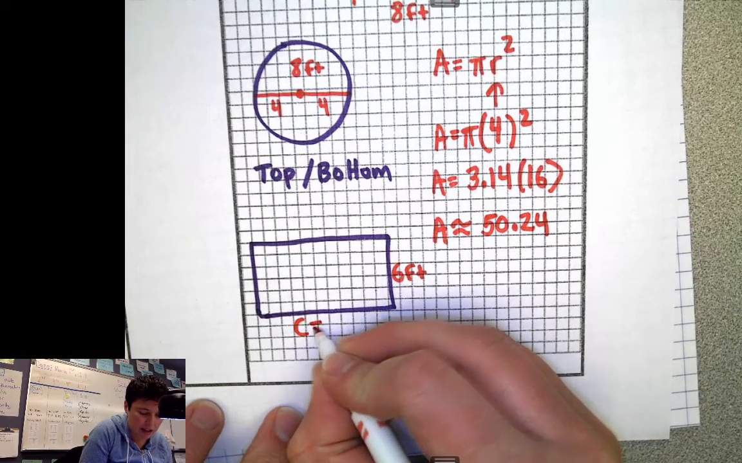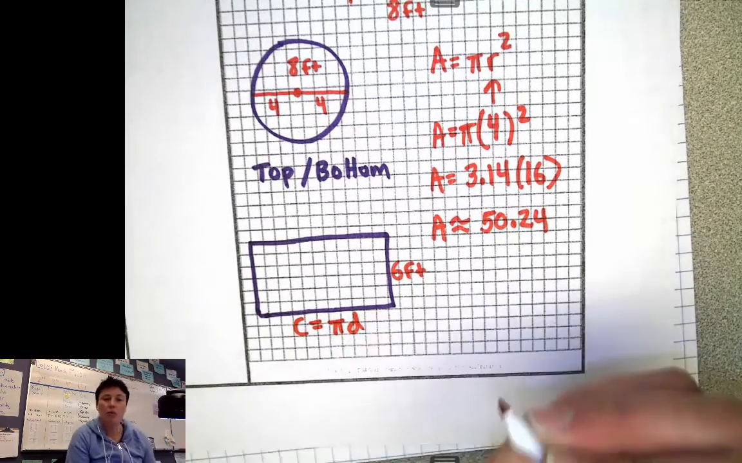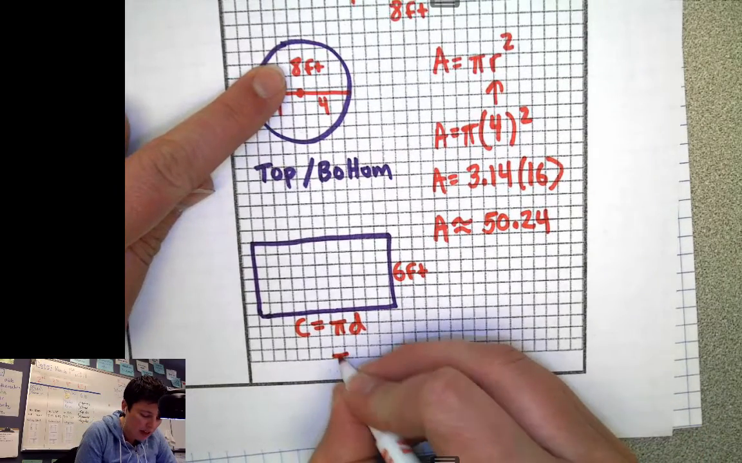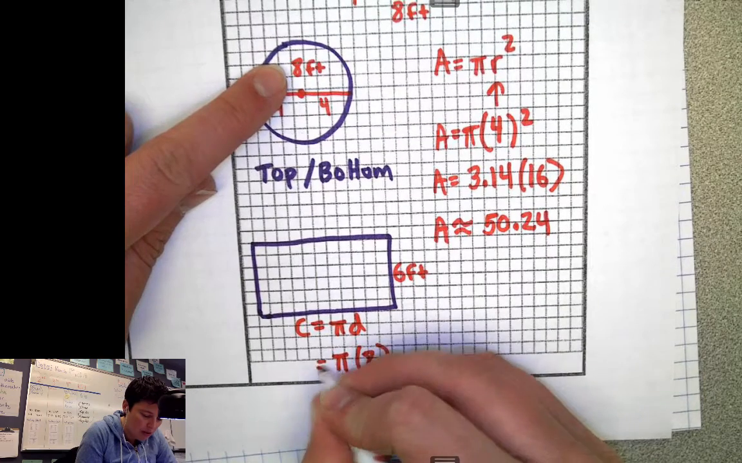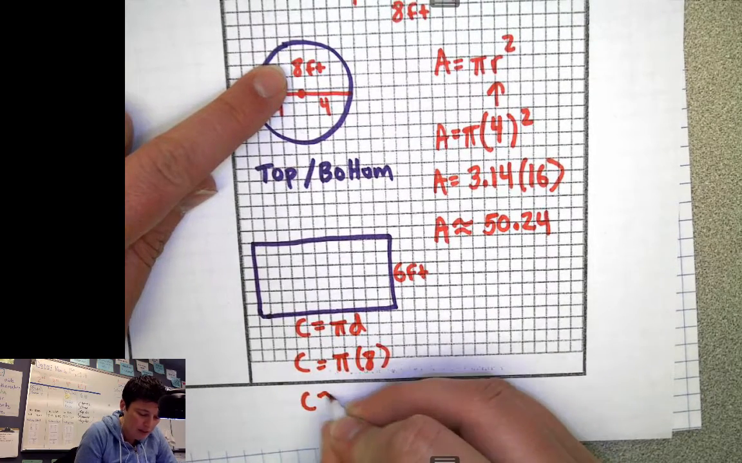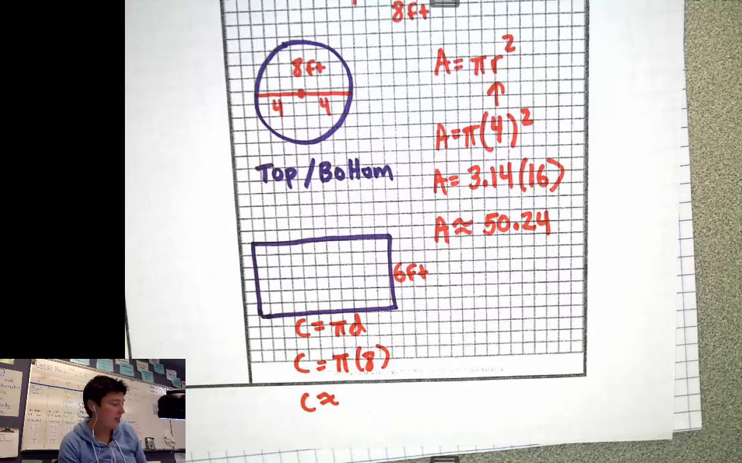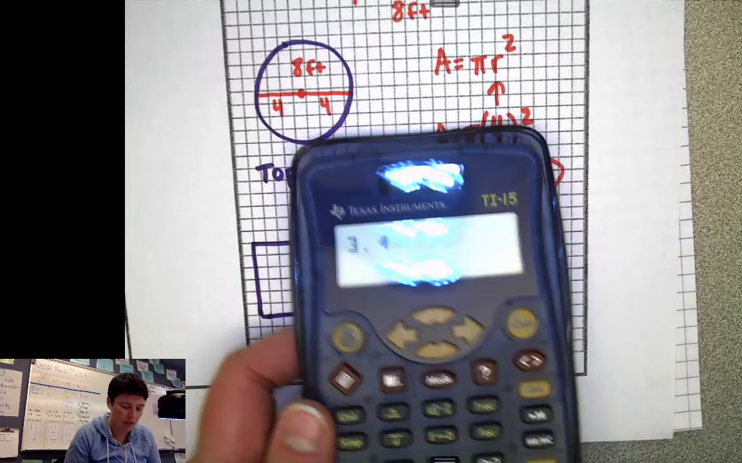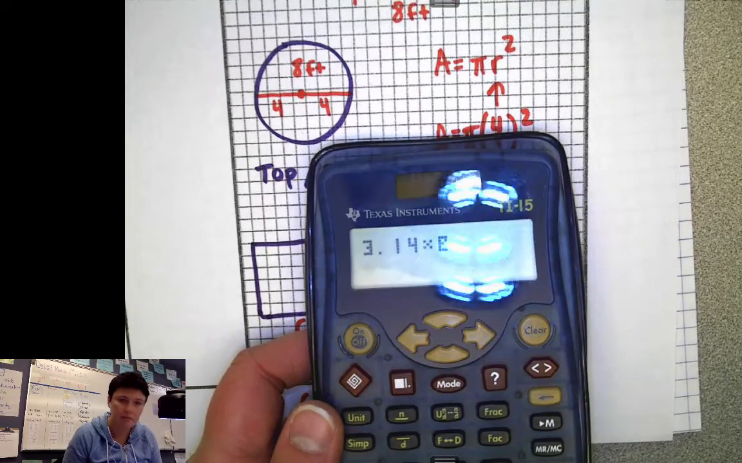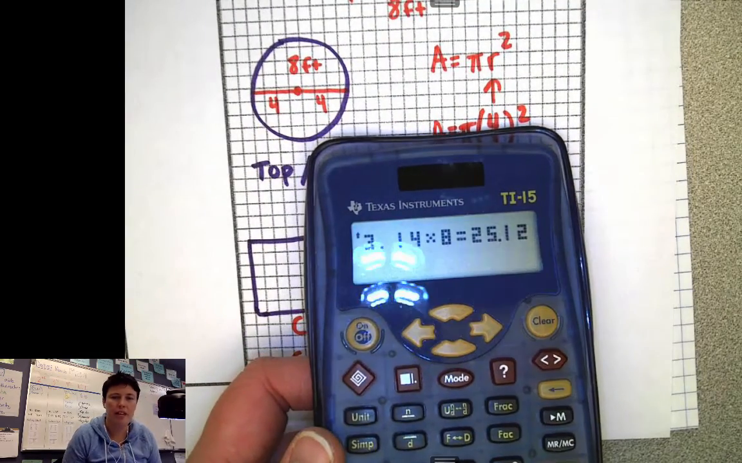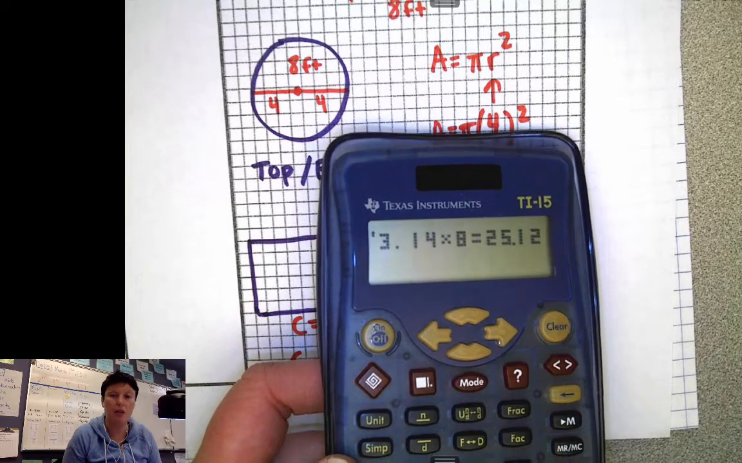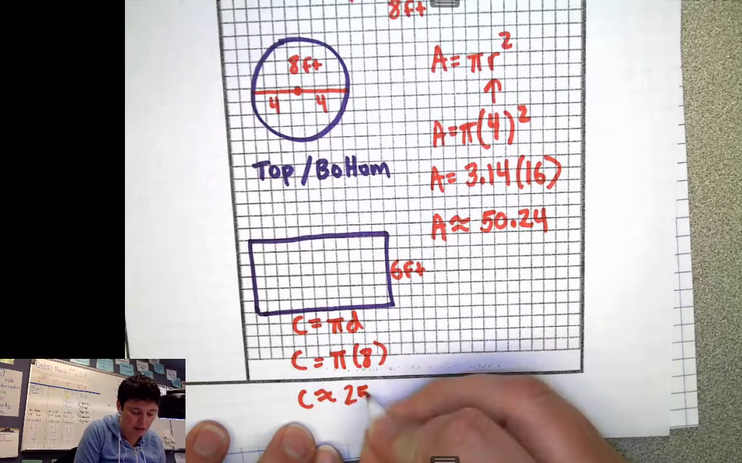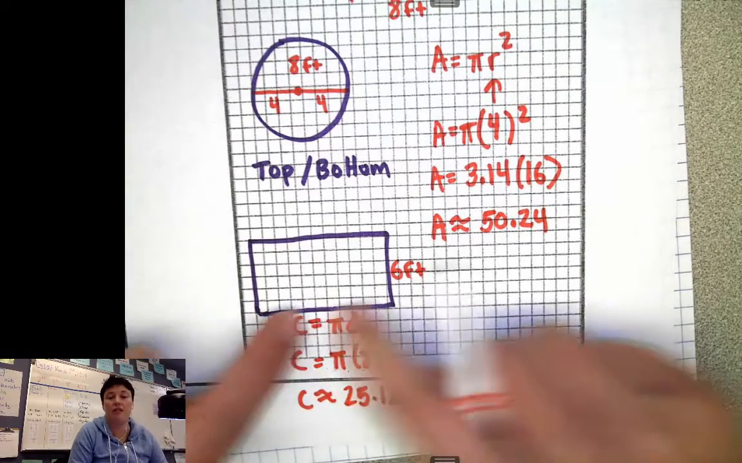Remember, the circumference formula is pi times d. So we're going to do pi times diameter, and the diameter is 8 feet. So pi times 8 equals circumference. Our circumference is about equal to 3.14 times 8. So let's see what 3.14 times 8 is. 25.12. Okay, so 25.12 is about the circumference, the distance around the circle, and is the length of this rectangle.